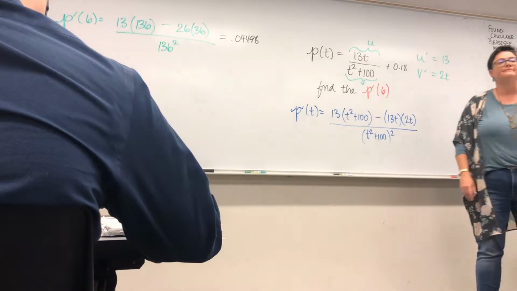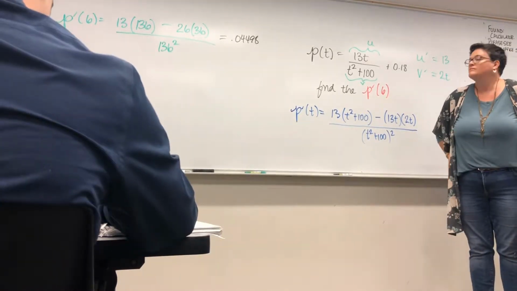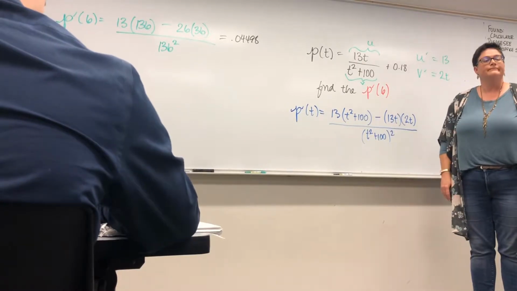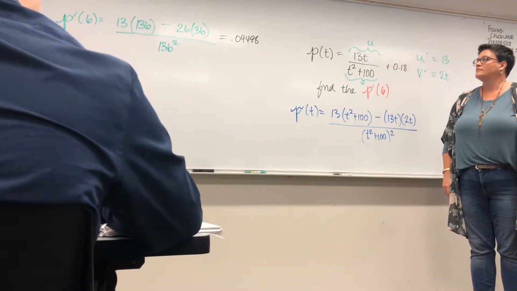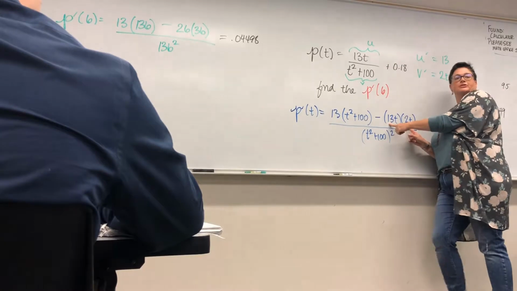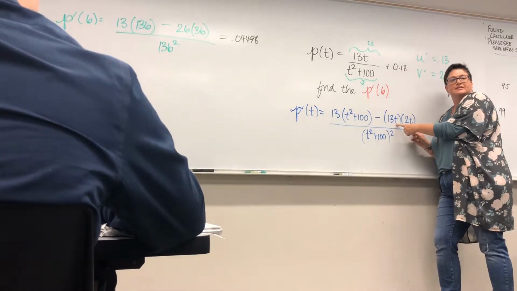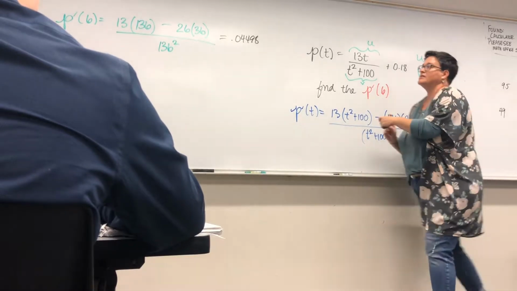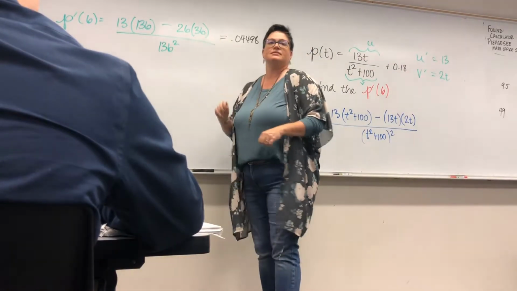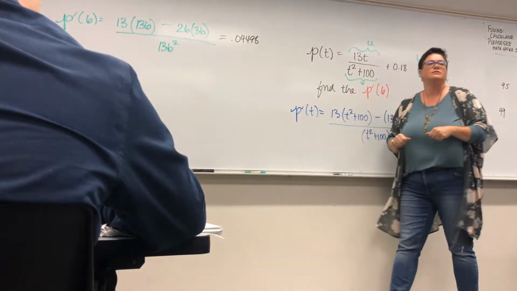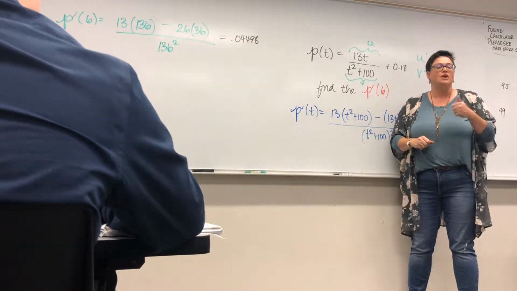You're probably right, but when you went 13t times 2t, how is that 26 times 36? What's 13 times 2? 26. And t squared is going to be 6 times 6, right? 36. So there's my 26 and my 36. All I did was distribute it really quick in my brain. Does that make sense? Awesome, okay.